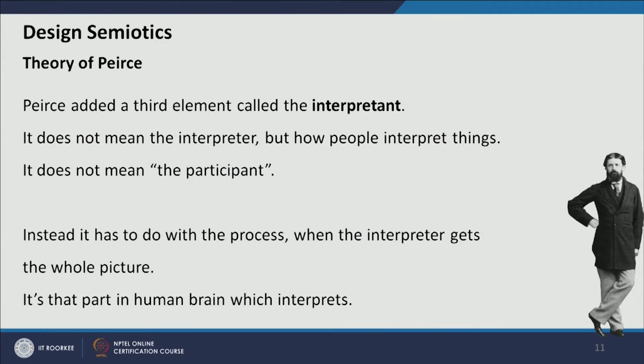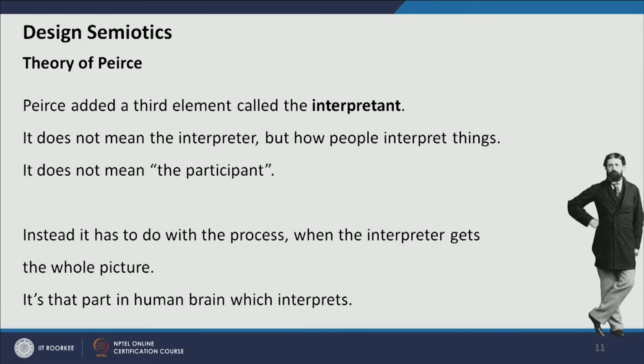Next we come to Peirce's theory. Peirce added one third element, that is the interpretant. The interpretant is not the user, but the way the user's mind acts. So it is a function of their socio-cultural aspects.